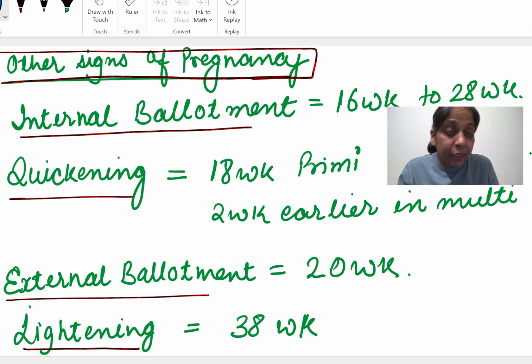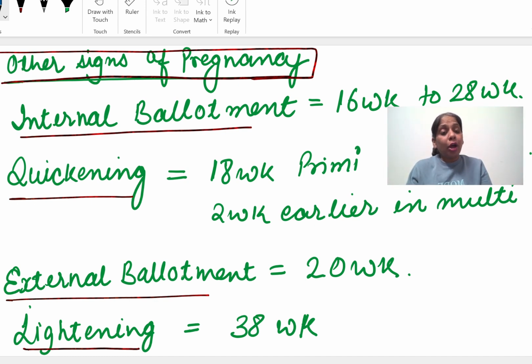So I put my finger in the patient's vagina, and I touch this anterior cervix, and then the baby moves. A pulse of moving amniotic fluid, and the baby is there. So that is known as internal ballottement. It does not come before 16 weeks, and it goes after 28 weeks. So internal ballottement is positive only from 16 to 28 weeks.